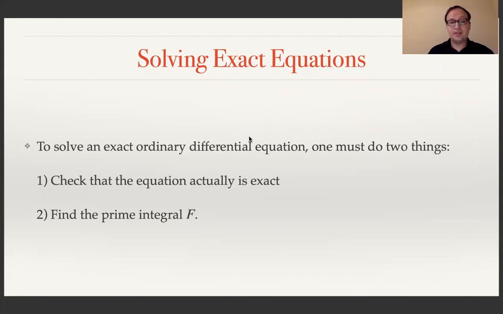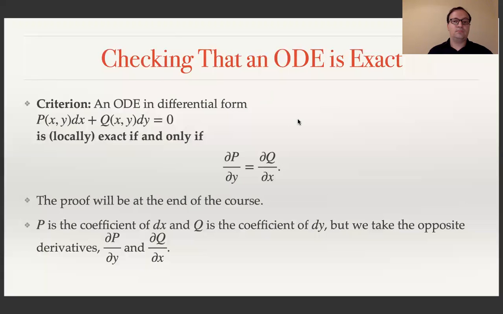The first step is that we must check that the equation is exact, and there is a criterion which guarantees that it is. And the second step is we need to actually find the prime integral f, and that's almost 90% of the way to finding the solution itself. This is the criterion which ensures that an equation is exact.